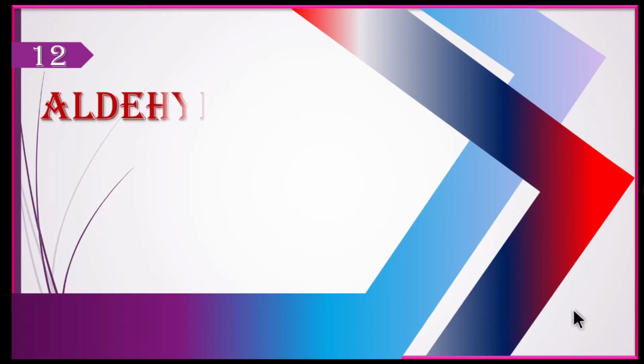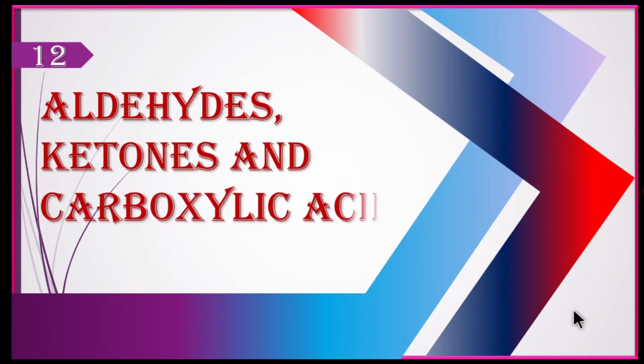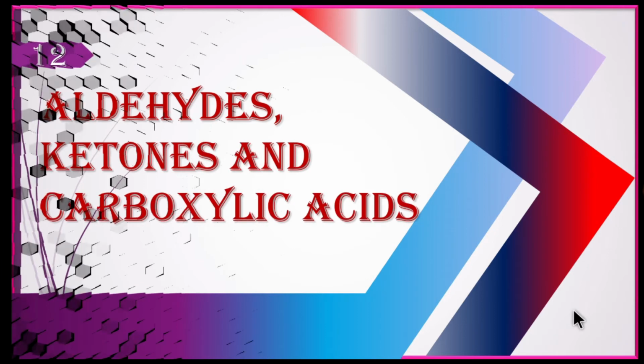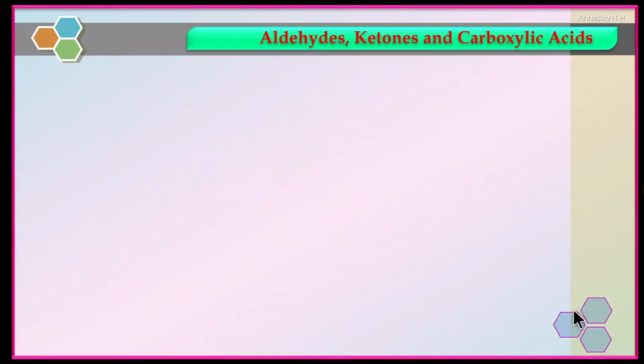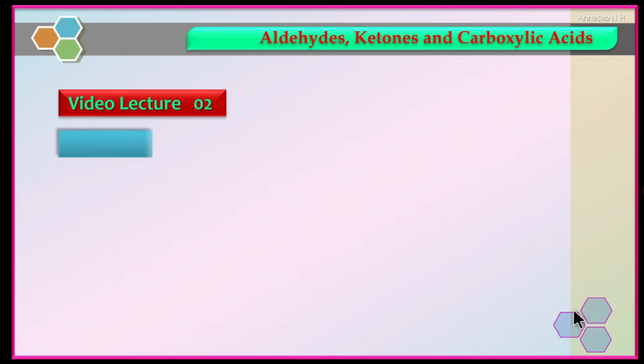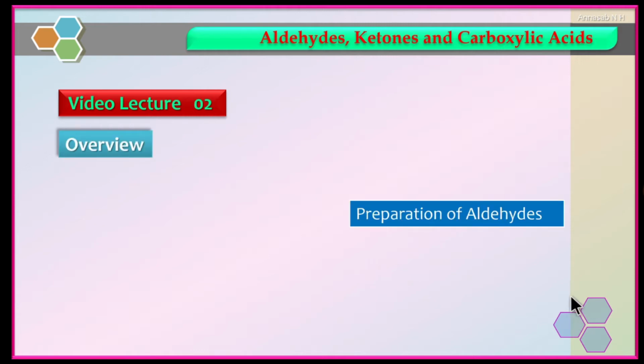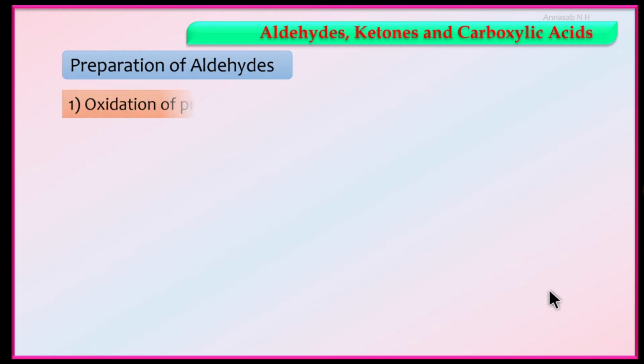Welcome students, we are learning aldehydes, ketones and carboxylic acids, and in this second video lecture you will be learning preparation of aldehydes. In the previous video we learned the functional group of aldehydes, ketones and carboxylic acids. Let us begin our session. First method of preparation of aldehyde is oxidation of primary alcohol.